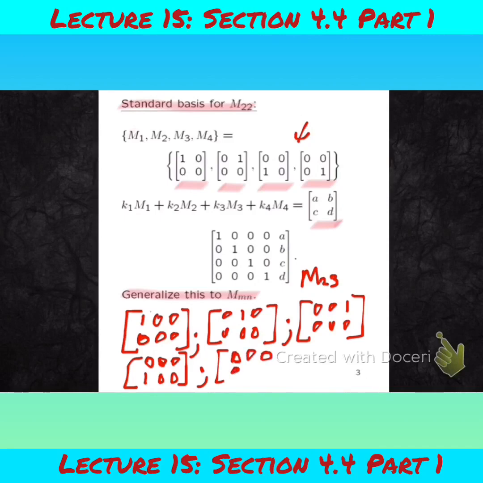Now, please remember that you could find many different bases for a vector space. You don't only have one. The basis is not a unique concept. You could get many different bases. So this will be the standard basis for M23 as an example.